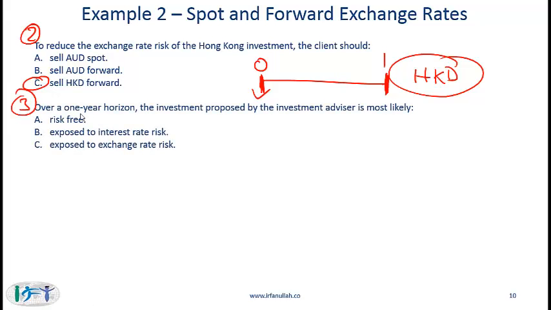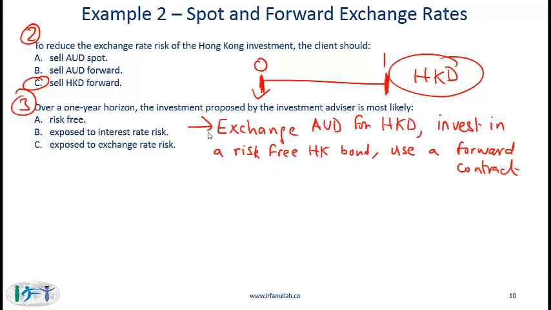Then question 3. Over a 1 year horizon, the investment proposed by the investment advisor is most likely which of the following? Now you need to go back and quickly look at the investment which has been proposed. Here is what the advisor is recommending. Exchange Australian dollars for Hong Kong dollars. Remember, the client is Australian.